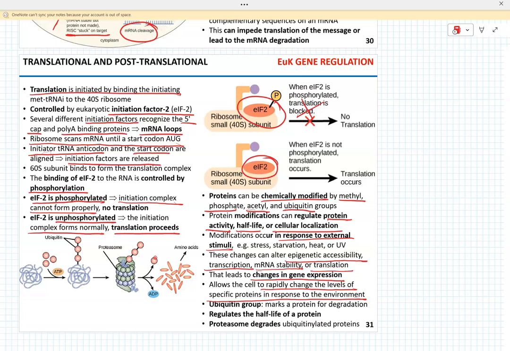One modification that kind of stands out here is ubiquitinylation. Ubiquitin group is added to the protein and marks it for degradation. Once the protein is ubiquitinylated, it will be bound by a proteasome, which will break down ubiquitinylated proteins into individual amino acids. Ubiquitinylation essentially allows the cell to control the half-life of a protein.